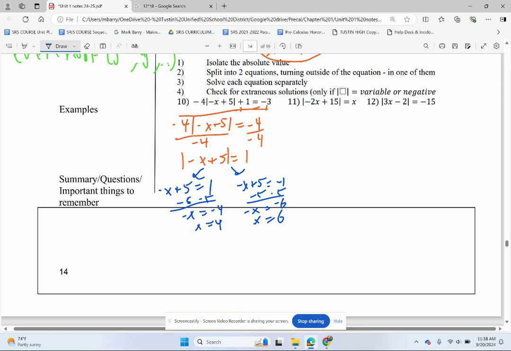Okay. Remember, since my absolute value back when I split it up did equal the positive number, I don't have to check for extraneous solutions. These are just my two answers here.